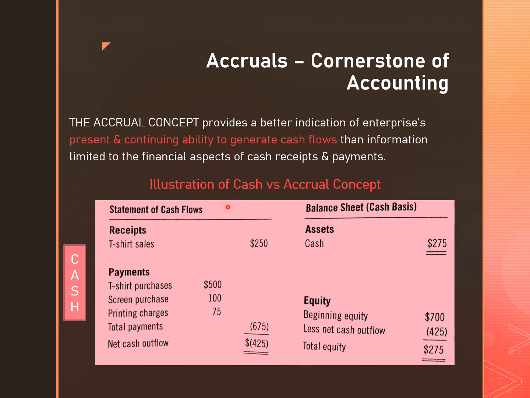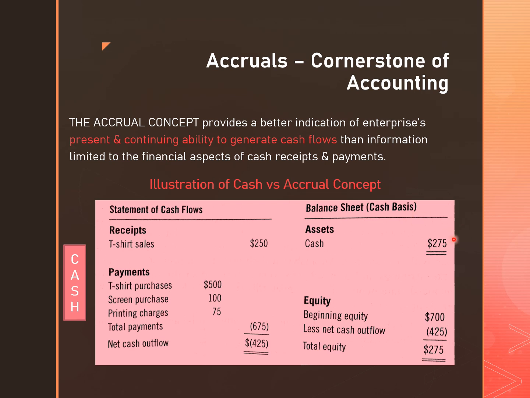If you sell a t-shirt, based on cash flow basis, and also preparation of the balance sheet based on cash basis. These are the receipts, these are the payments made for the t-shirt. T-shirt sales that you have sold are 250, and the payments made for the cost of goods sold, which are the t-shirt purchases, the screen purchase, and the printing charges, total up to 675. From the cash flow perspective, you will find there is a net cash outflow of negative 425.